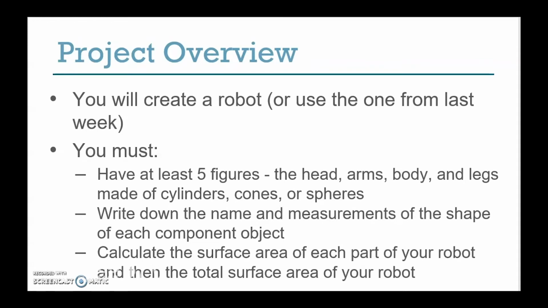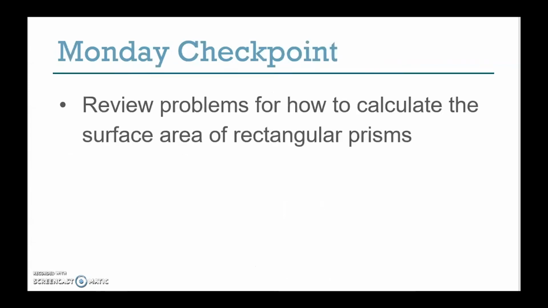Remember that we're using the robot we created last week, or the drawing we created last week, and I'm using Tiny Tanya again. Just like with 7th grade, it has to have 5 figures. You need to write down the name and measurements of the shape of each component object, and then calculate the surface area for each part of your robot, and then the total surface area.